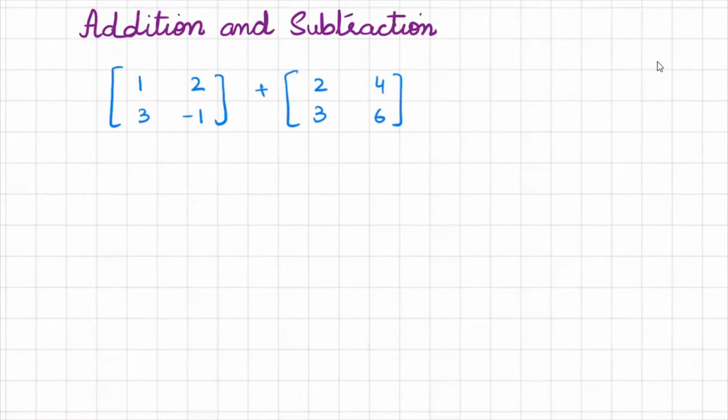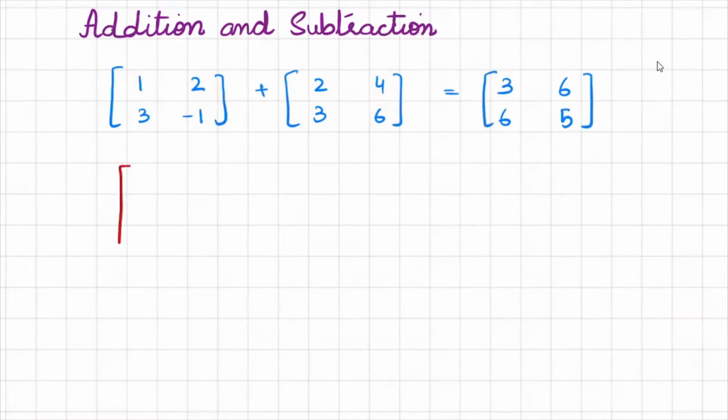So let's start. 1 plus 2 is 3. 2 plus 4 is 6. 3 plus 3 is 6 again. Minus 1 plus 6 is 5. So this is my final answer. Okay, let's do a question of subtraction as well.